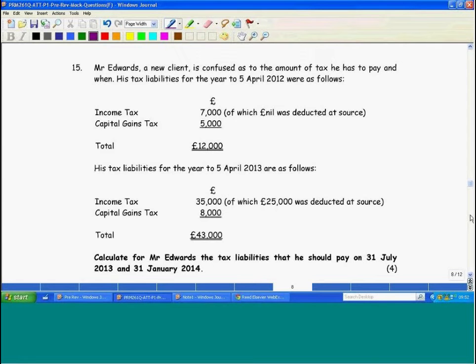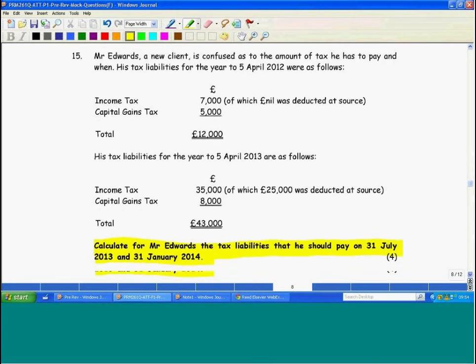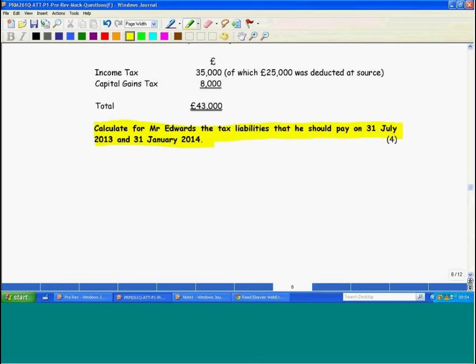Now, a few things just to bear in mind. Before I have a look at all of these details, I'm just going to have a look at the requirements first to make sure I know what I'm looking out for. So we're told to calculate for Mr. Edwards the tax liabilities that he should pay on the 31st of July 13 and the 31st of January 2014. Now, what I think we'll do just to help you with this is have a look at some of the dates on a timeline. So let's just work out exactly what those dates represent.